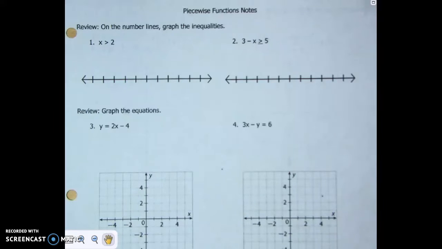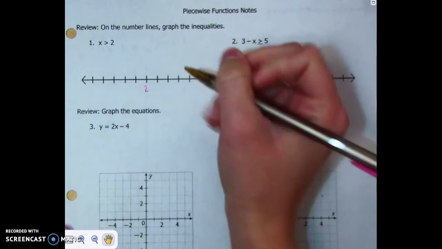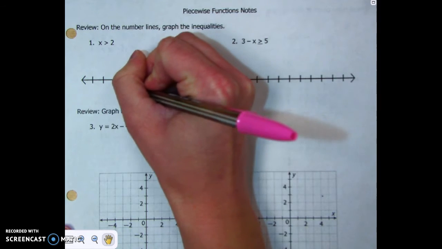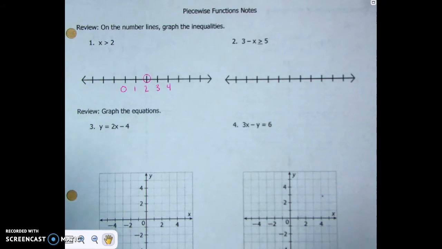Okay, these are the notes on piecewise functions, and the first four were review. So numbers 1 and 2 were on a number line. How do I graph x is greater than 2? So I'm going to write in a few extra numbers just because I know some of you probably didn't do that. And is it open or closed circle? Open. And is it going to go to the left or to the right?